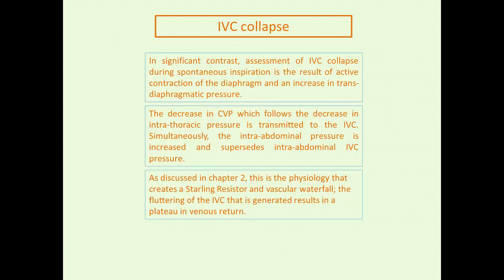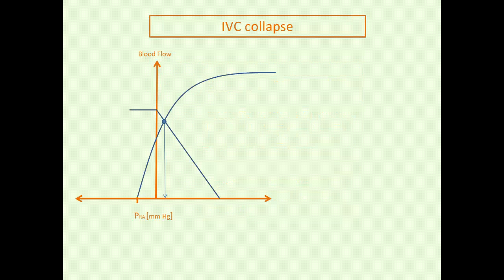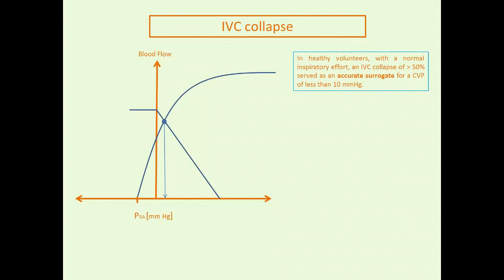It doesn't cease. Some people call this vascular waterfall, and the waterfall analogy just means that the downstream pressure no longer affects flow. And in this example, the downstream pressure is right atrial pressure. So once you hit this Starling resistor physiology, you can make that right atrial pressure as low as you want, flow will not increase because the abdominal pressure is causing this fluttering effect of the Starling resistor. Okay, so this area here is the Starling resistor, or the vascular waterfall phenomenon for venous return.